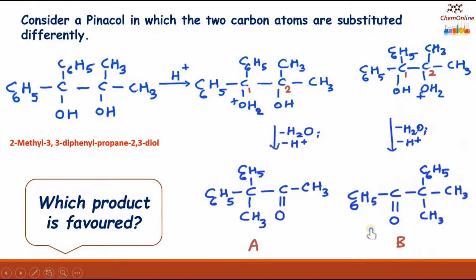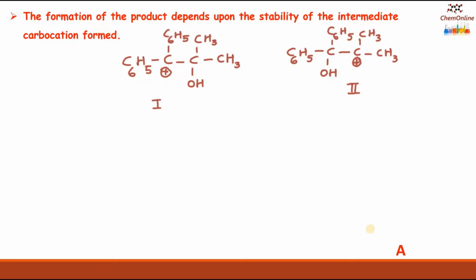Let's find out. The main factor which determines the formation of the product is the stability of the intermediate carbocation formed. We have seen that in the mechanism, the second step is the formation of the carbocation and its rearrangement. When the OH attached to the C1 carbon is protonated, this carbocation is formed, which is marked as 1. And if the OH attached to the second carbon is protonated, carbocation 2 is formed.